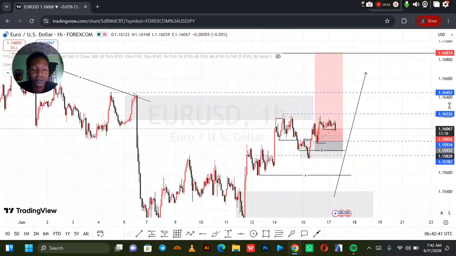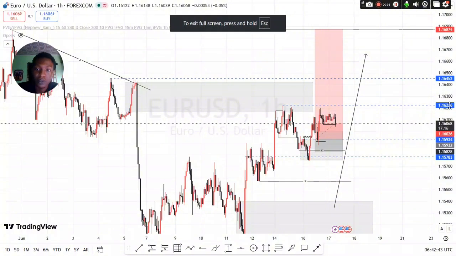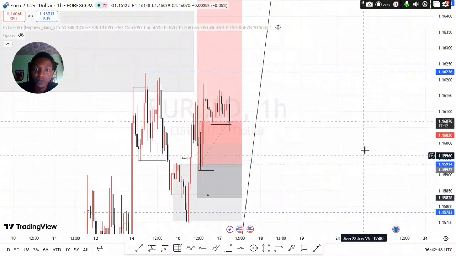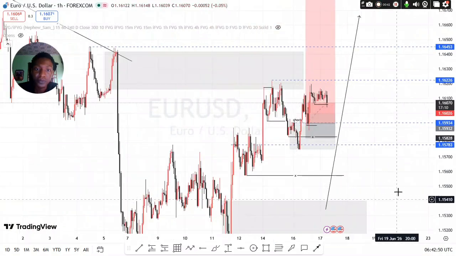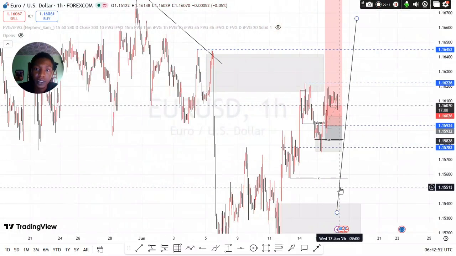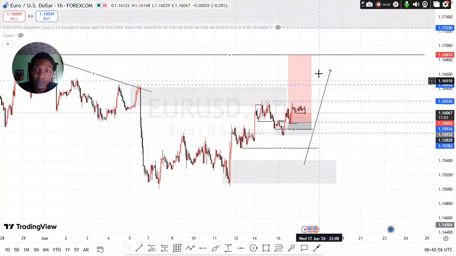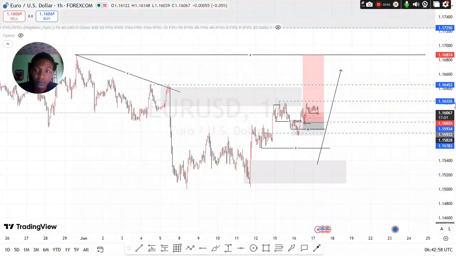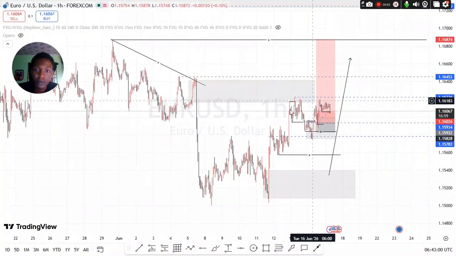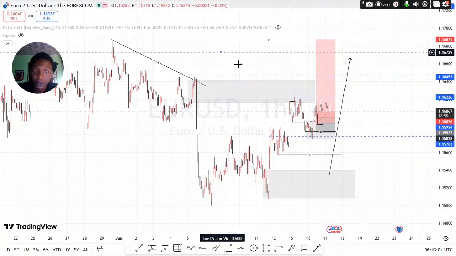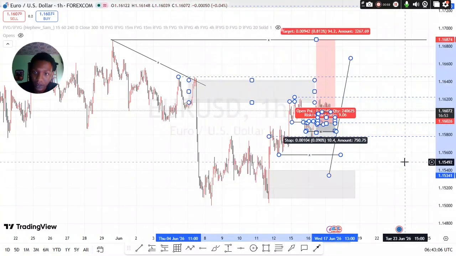So we are at EURUSD currently, and you can see that there is a trade already running. And I expect it to get to this high. Okay, so I'll just clear some of these things out, then I'll give a full account of what we've been doing.